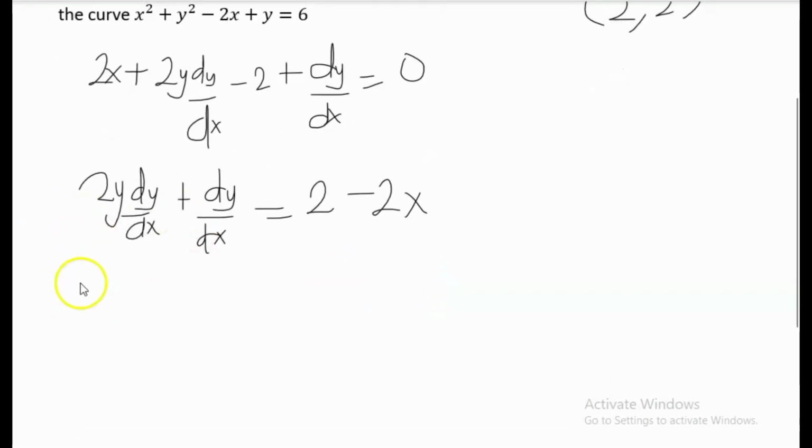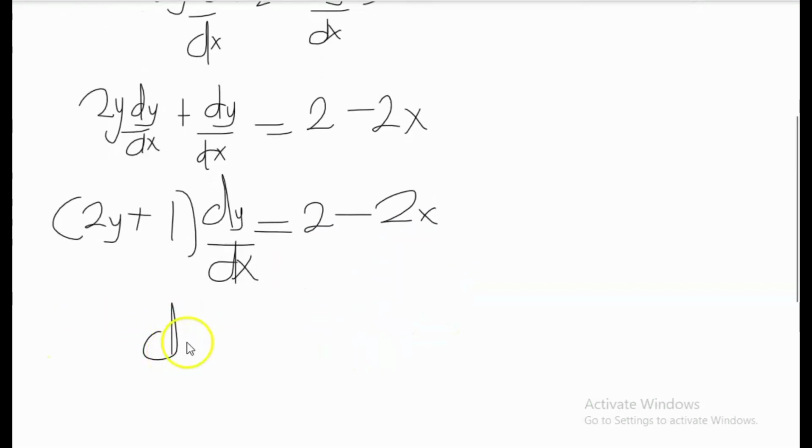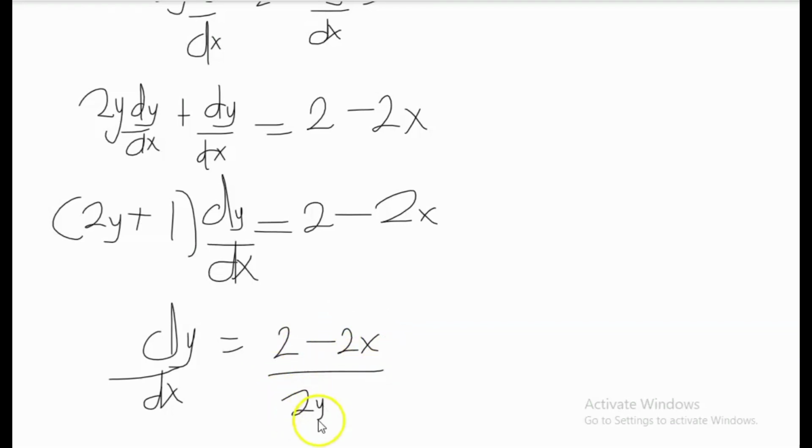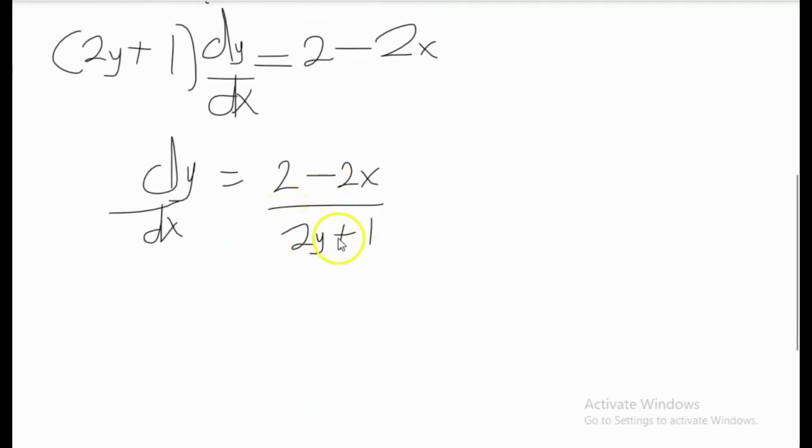So now let's factorize this. That would be 2y plus 1 times dy dx equals 2 minus 2x. So our dy dx, this is just to get the gradient, would be 2 minus 2x over 2y plus 1. So we have 2 minus 2x over 2y plus 1. So this is the value for our gradient.